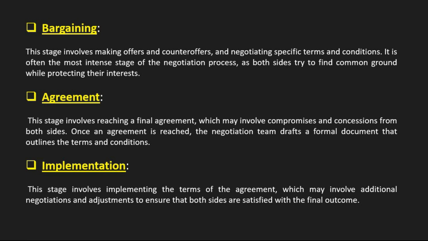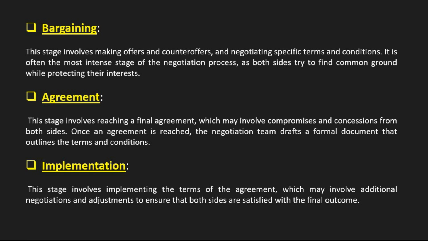Number 6. Agreement. This stage involves reaching a final agreement, which may involve compromises and concessions from both sides. Once an agreement is reached, the negotiation team drafts a formal document that outlines the terms and conditions.